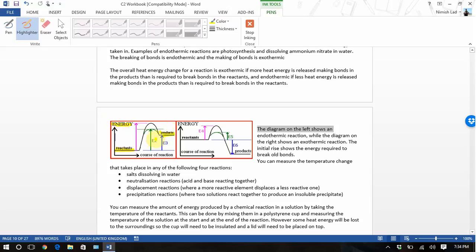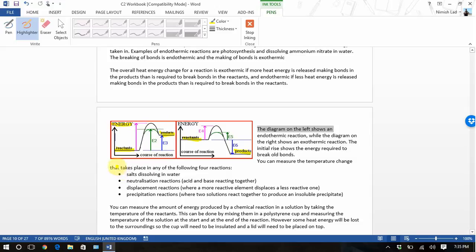You can see that this is an endothermic reaction, and this is an exothermic reaction, because the energy of the products is less than the energy of the reactants. In this endothermic reaction on the left, the energy of the products is more than the energy of the reactants. The initial rise shows the energy required to break old bonds. That's what that rise shows. So the rise is the breaking and the fall is the making.